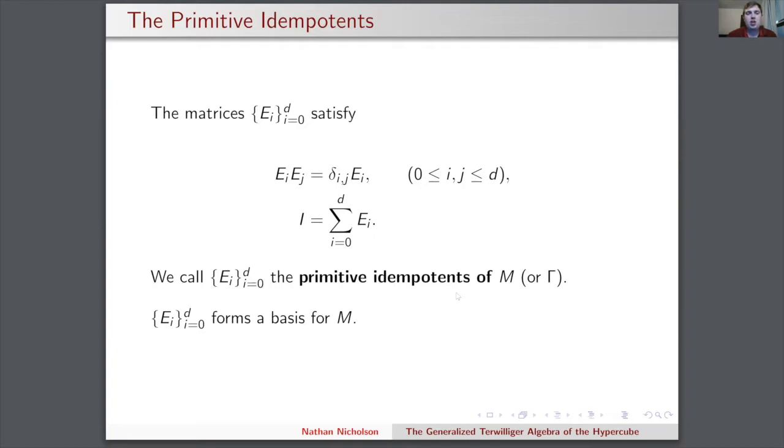First, that Ei Ej equals Kronecker delta ij times Ei. This is basically saying that these Ei are mutually orthogonal idempotents. Okay, and then secondly, very important, is that the identity is equal to the sum of Ei going from 0 to D. So we call these matrices the primitive idempotents of M or of gamma, the graph. And the primitive idempotents form a basis for M.